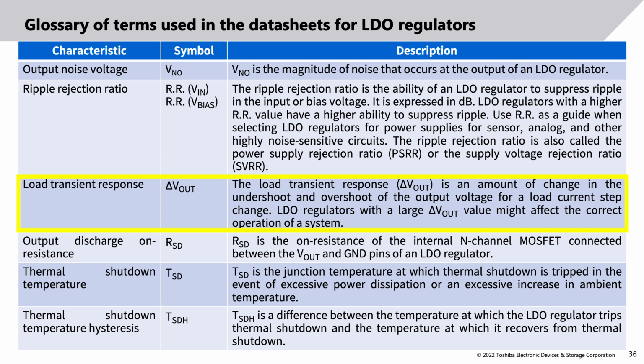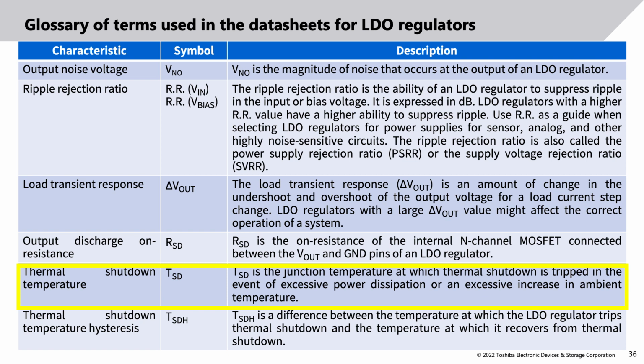Load transient response delta Vout is the amount of change in the undershoot and overshoot of the output voltage for a load current step change. LDO regulators with a large delta Vout value might affect the correct operation of a system. Output discharge on-resistance RSD is the on-resistance of the internal N-channel MOSFET connected between the Vout and ground pins of an LDO regulator.